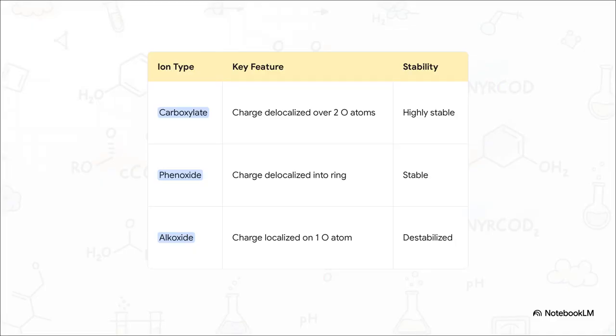And here's that power play in action. When an alcohol loses its proton, you get an alkoxide ion, and that whole negative charge is stuck, localized on just one oxygen atom. But look at the carboxylate ion. When the carboxylic acid gives up its proton, that negative charge gets to be shared. It's delocalized across two super greedy oxygen atoms. That sharing, which we call resonance, makes the carboxylate ion unbelievably stable, and that is the secret to its strength.